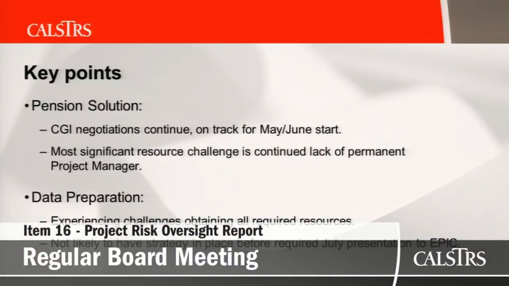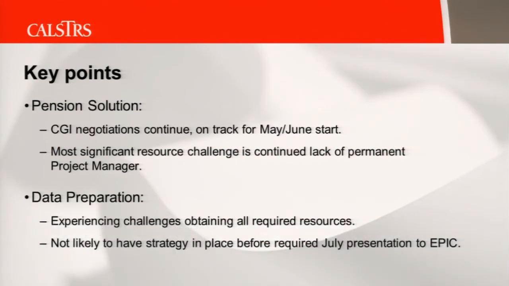For Pension Solution, the project is on track to complete the negotiations with CGI as originally anticipated, and the expectation is that the project will be ready to start implementation work in the May-June timeframe, probably more likely June, but pretty much on track with the original schedule. There are a range of readiness activities going on in the project, covering a lot of different topics. The one area we do want to bring your attention to, and we talked about this last time we met, is the continued lack of a permanent project manager.